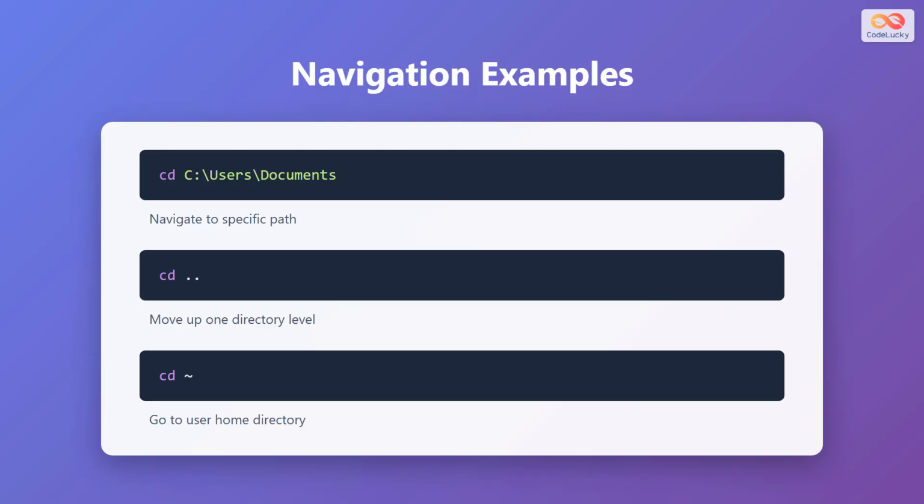Let's look at some practical navigation examples. To navigate to a specific path, you would type cd followed by c:\users\documents. This takes you directly to the documents folder. To move up one directory level, you use cd ... The two dots represent the parent directory of your current location. To go to your user home directory quickly, you can type cd ~. The tilde symbol is a shortcut that represents your home folder, which is typically c:\users\your username.